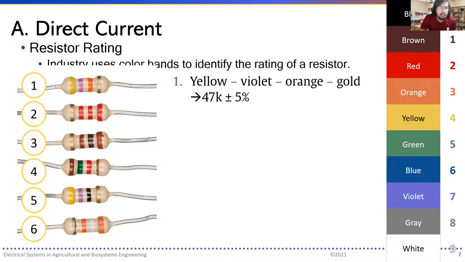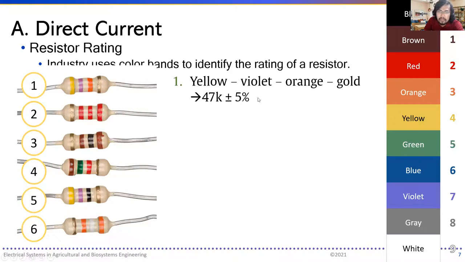Okay, so we have the industry color bands of rating for resistors. In number one, we have the example yellow, violet, orange, gold. To the right is the band designation, the numerical value for each band. Yellow means 4. Violet is a 7. Orange is 3. So that means we have 47 times 10 to the 3, so that is 47 K. K is representative of 10 to the 3.